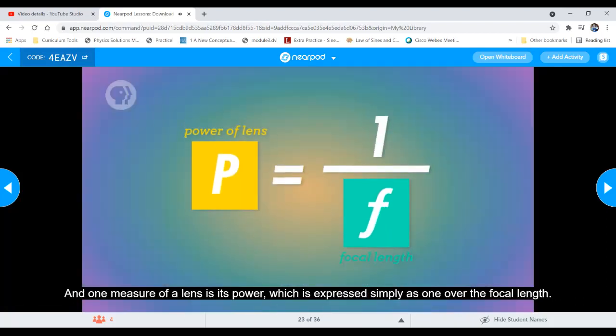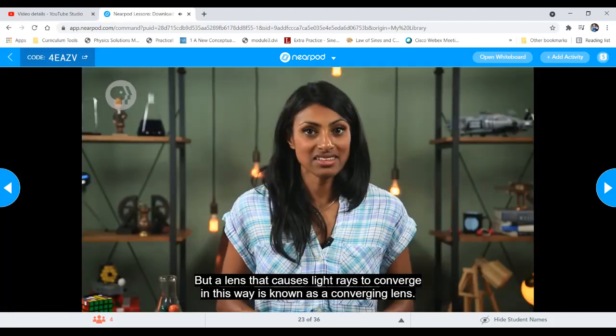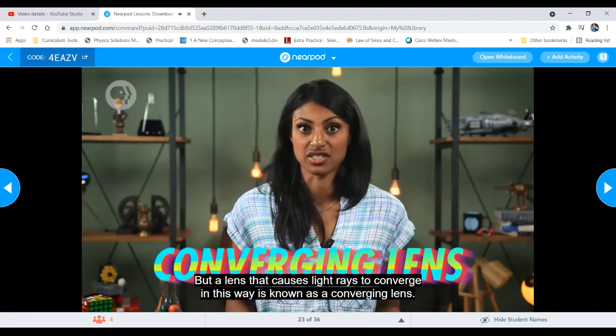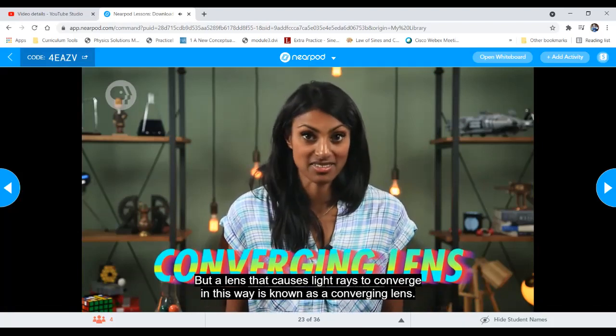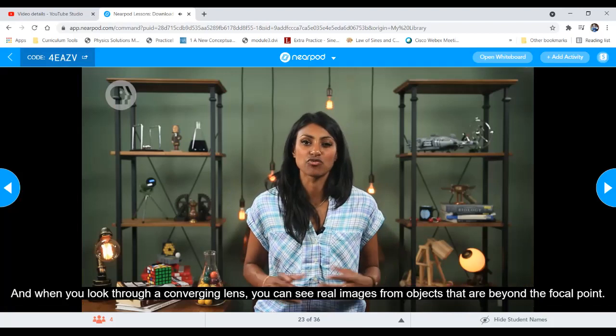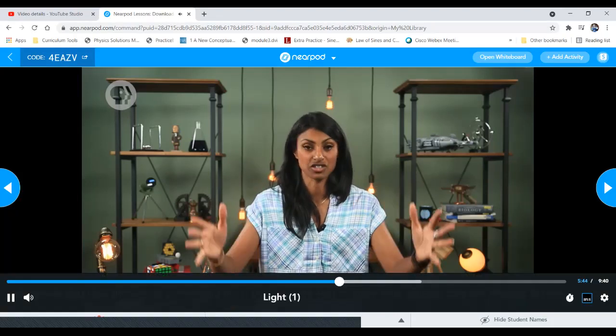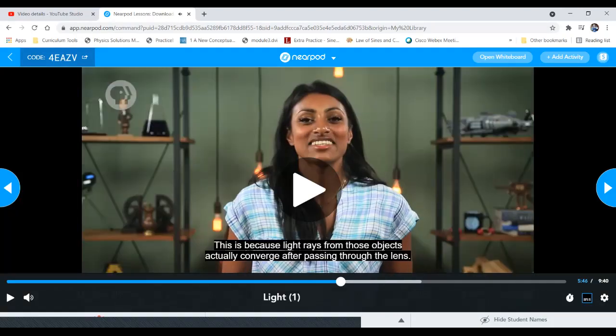And one measure of a lens is its power, which is expressed simply as 1 over the focal length. A lens that causes light rays to converge in this way is known as a converging lens. And when you look through a converging lens, you can see real images from objects that are beyond the focal point. So these are real images.